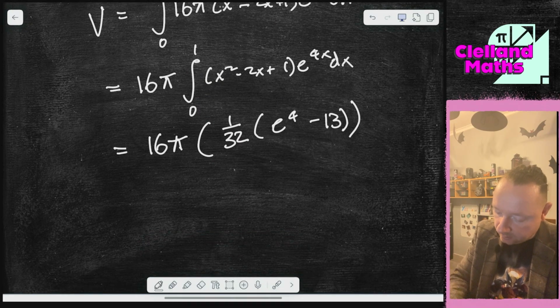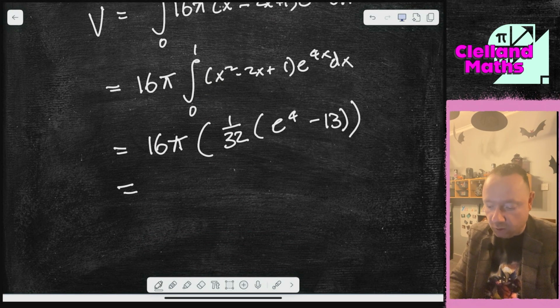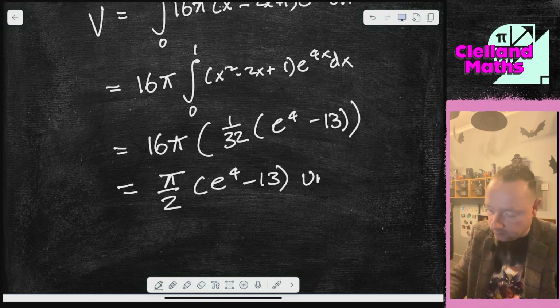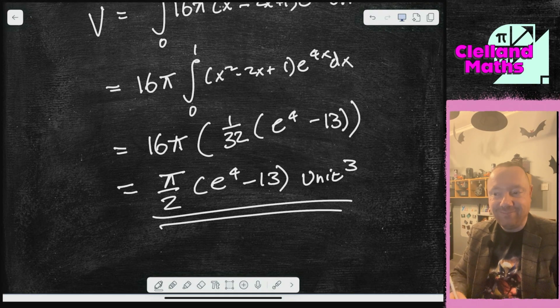So 16 over 32 is a half, so that's pi over 2 (e to the 4 minus 13) units cubed. There's our volume, and we're done there.